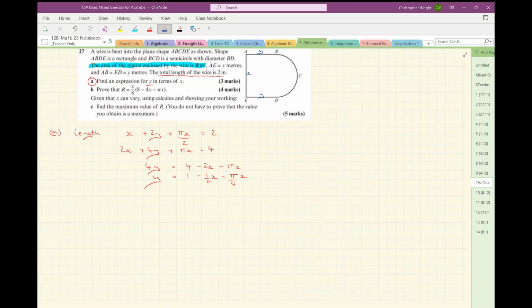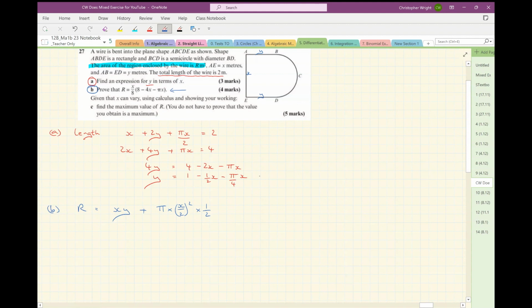Part B. Prove that r is equal to this expression here. Now, r is the area enclosed by the wire. So for part B, we need to find an expression for the area enclosed by the wire. Well, that's r. And there's a rectangle, isn't there, which is xy, plus the area of that semicircle. The area of the whole circle would be pi times its radius, x over 2, squared, and we've only got half of that. So there's an expression for r, because the area is made up of the rectangle plus the semicircle.